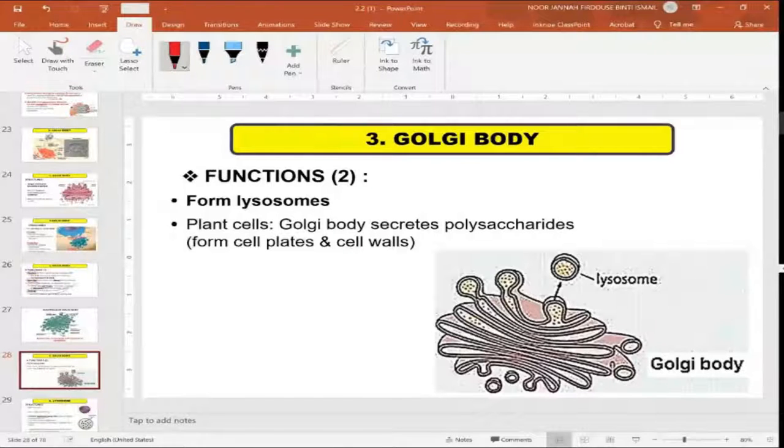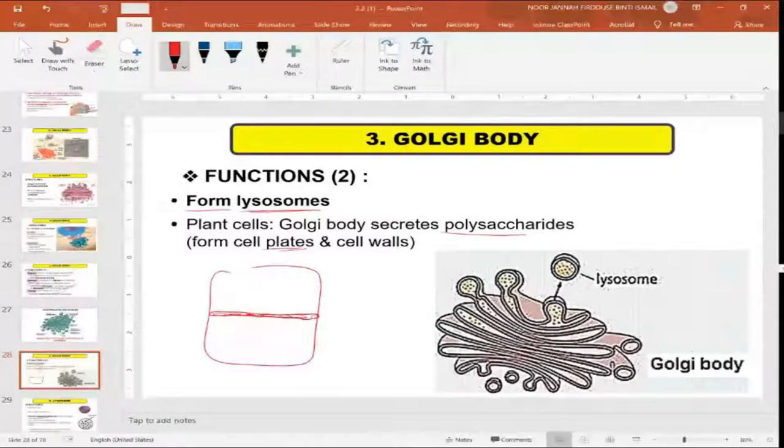Golgi body form lysosome. Okay, ini one type of vesicle produced by Golgi body. So lysosome in plant cell, Golgi body secretes polysaccharide and form cell plate. Jadi lysosome dalam tumbuhan, sel tumbuhan, dia akan membentuk cell wall yang baru. Nanti kita akan belajar dalam cell division lah. Okay. So lysosome ni fuse, dia akan membentuk, kemudian bila ada deposit of cellulose, dia akan membentuk cell wall yang baru. Eh.